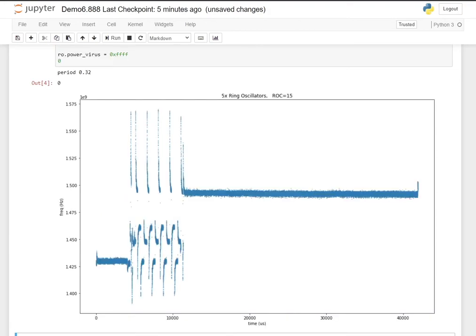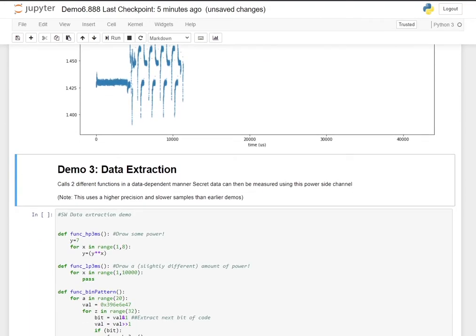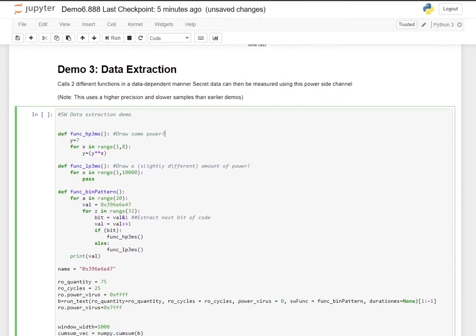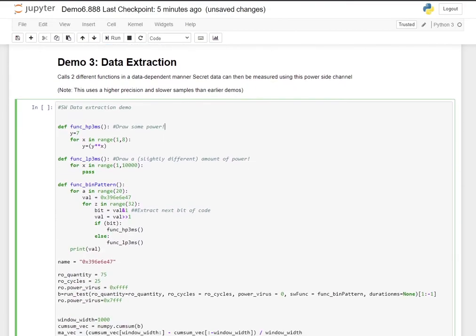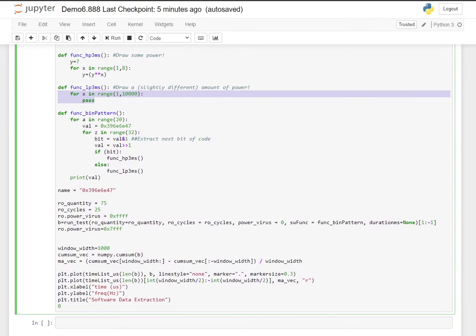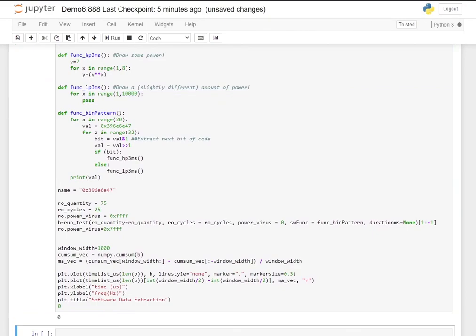This is all well and good that I can see when I've got some macro scale changes in current, but I can also see much smaller changes. For example, I have a data dependent function here, where it's going to loop through each bit of this relatively randomly chosen value, and it'll do something different based on the value of each bit. It'll either call this first function or the second function. These functions are just things in Python that I, through brute force, found lasted roughly the same length of 3-ish milliseconds. And with this, we can actually extract that input data just by looking at the actual binary values.